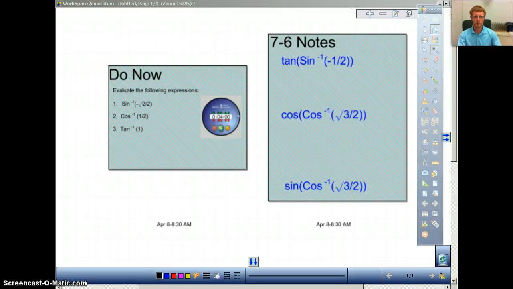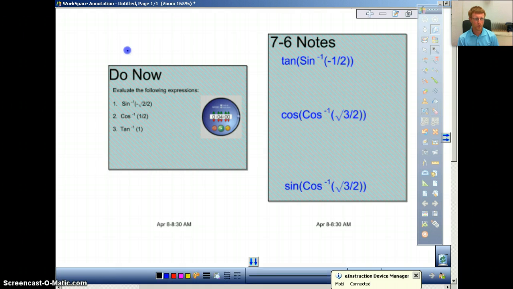All right, so this is 7.6 Part B, second part. It's the same thing that we were doing yesterday, but just going over in a little bit more depth. Let's quickly review what we did previously in this do now. I just want to go over this to give you a little bit more support on that.